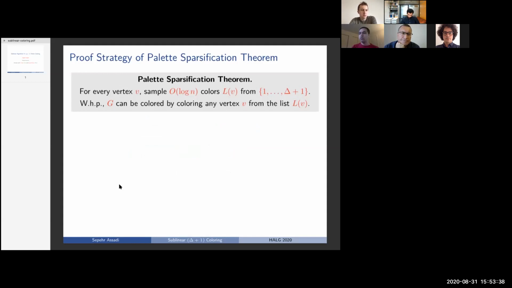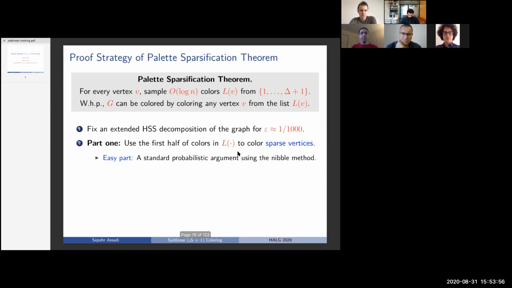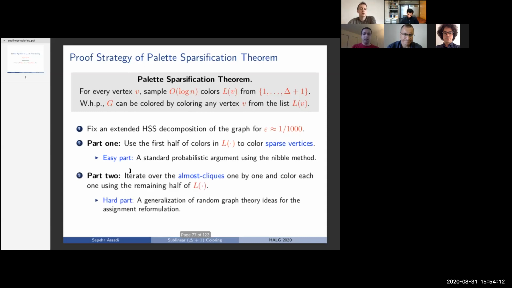With this decomposition, we are going to prove our theorem as follows. Remember, we want to show that for every vertex, if we sample order log n colors, we can still color the graph. So we are going to start with this decomposition, and set this parameter epsilon to be something like 1/1000, or even maybe something slightly bigger. Then I'm going to first look at the first half of the colors I sample for vertices and use that to color all the sparse vertices. This part is more or less the same greedy argument as before, using some standard ideas. The main part is now to color the almost cliques in this decomposition.